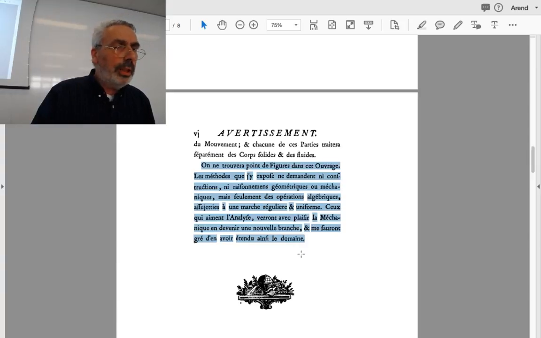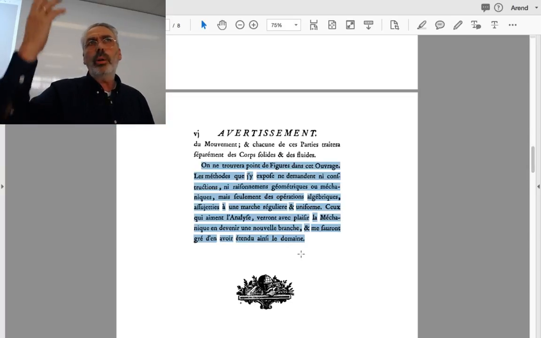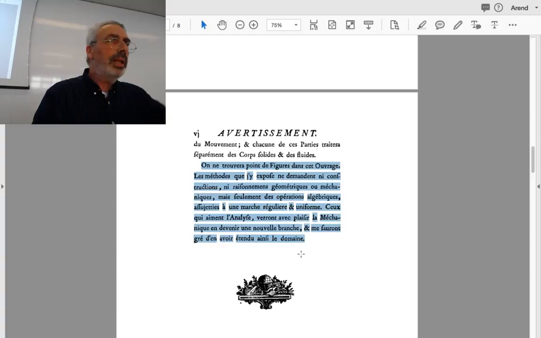Assujetties à une marche régulière et uniforme. So algebra in a regular and normal format. We don't do higher algebra. We don't do imaginary numbers or those kinds of things. Everything stays within the real world. Very simple algebra.